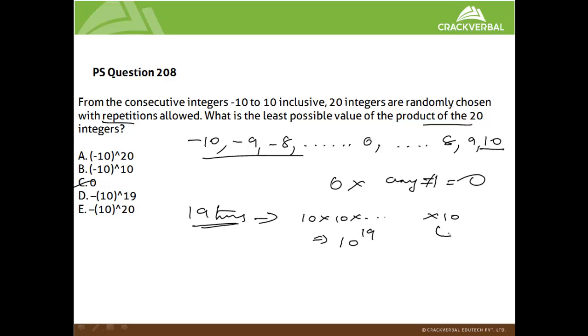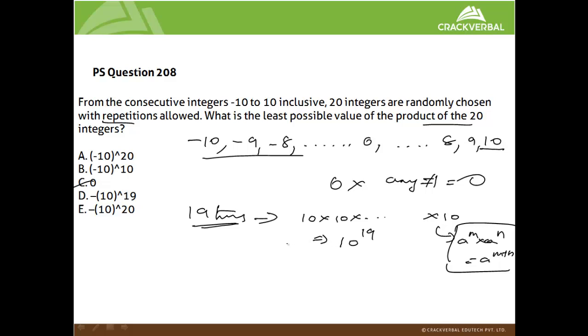This again goes by the rule: a power m into a power n is a power m plus n, correct? This exponent rule will be used so many times in all your official GMAT questions. It's a simple part, you just need to know it. With the same base you can always add the powers. So there are 19 tens, and 10 power 19 would be the value if I select 19 numbers.